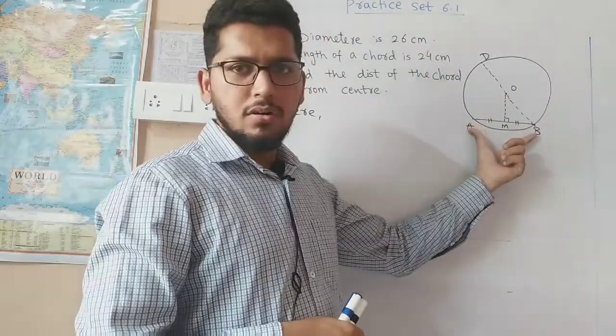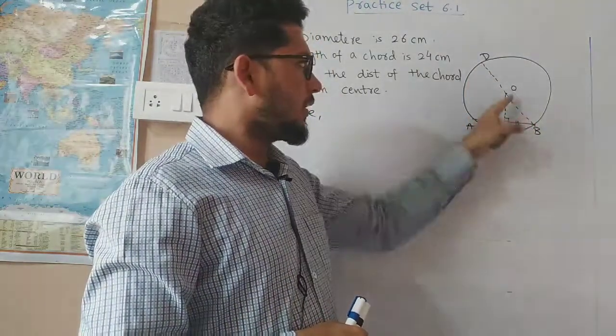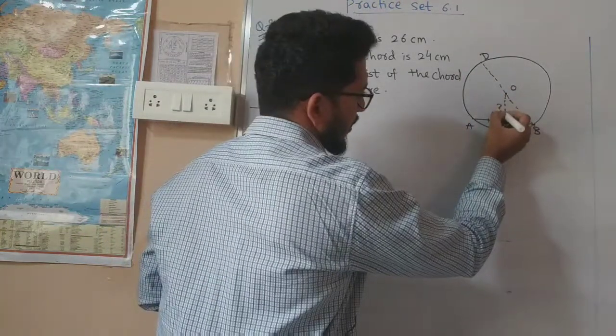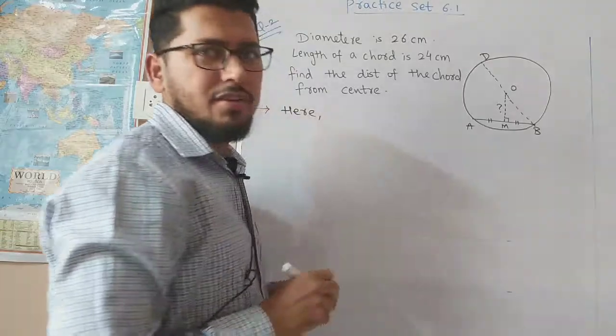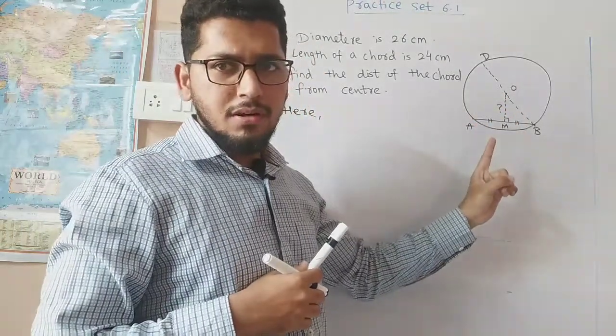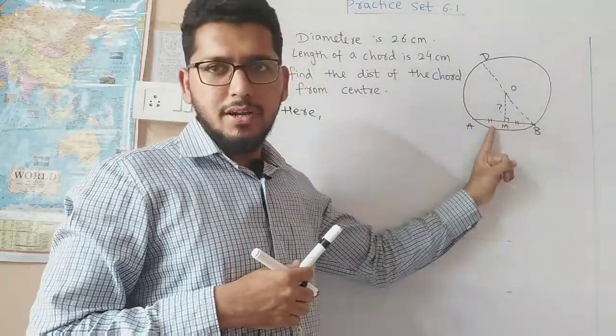AB is your chord and BD, you can see, is the diameter, and OB and OD are the radius, and we have to find the distance OM. किसका distance find out करना है? OM का distance we have to calculate. ठीक है, this OM is nothing but the distance from center to the chord. तो हमें OM calculate करना है.